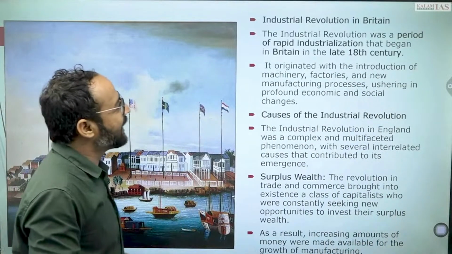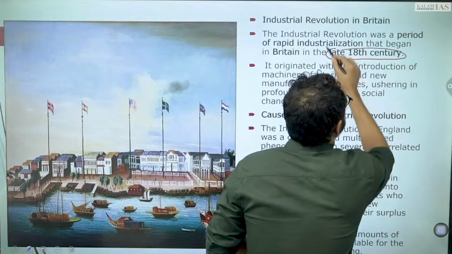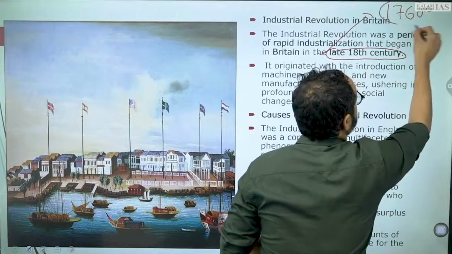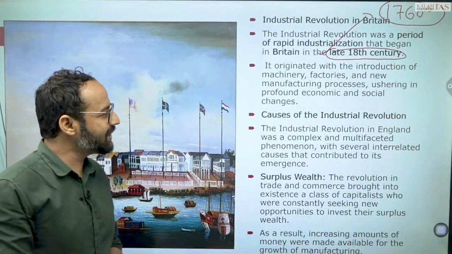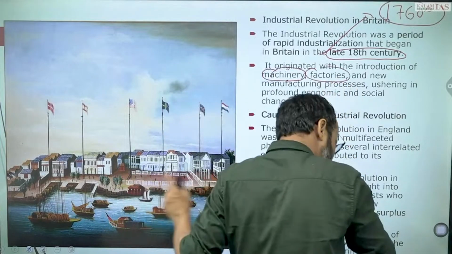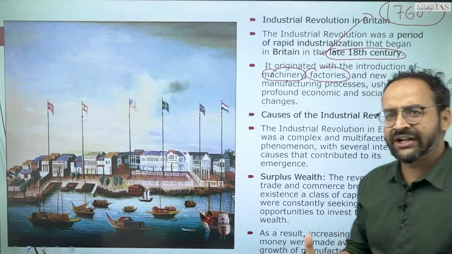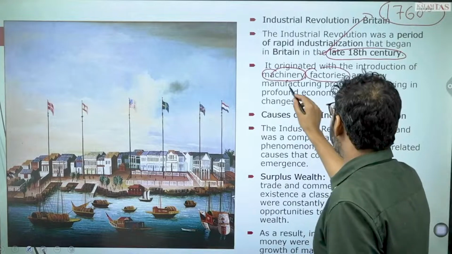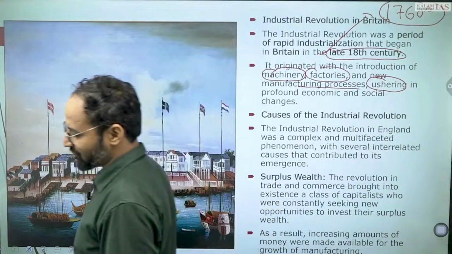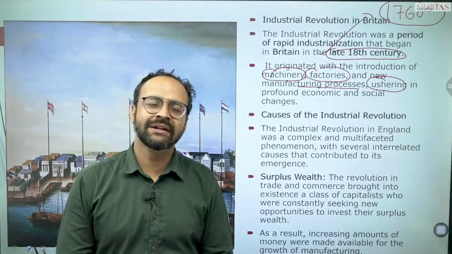So the Industrial Revolution was a period of rapid industrialization in the late 18th century, means 1760s. You have to start like this. It originated with the introduction of machineries. I just showed it to you. Factories, as you can see here. I'll show it to you in greater detail also. And manufacturing processes ushering in profound economic and social changes. So, what are the causes of the Industrial Revolution?